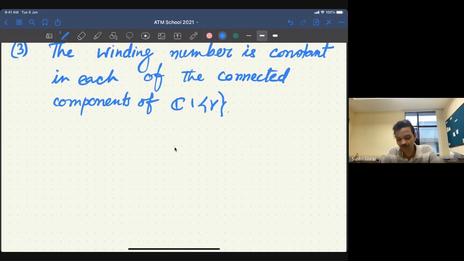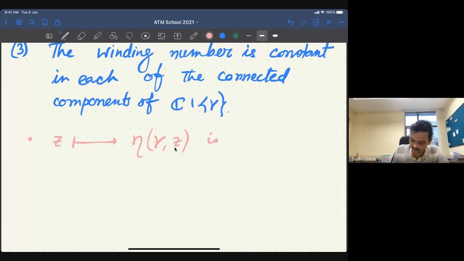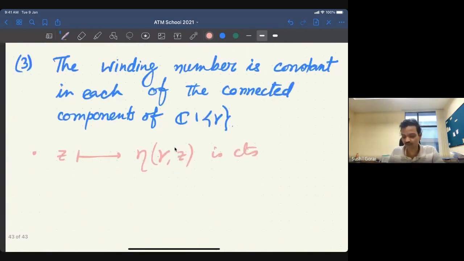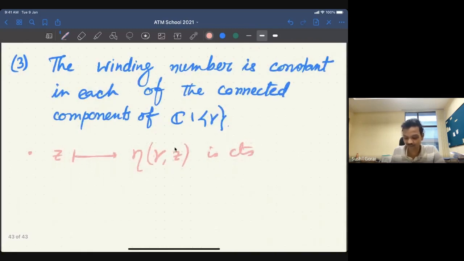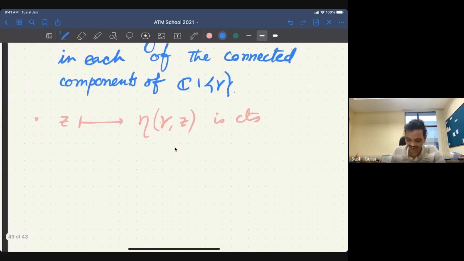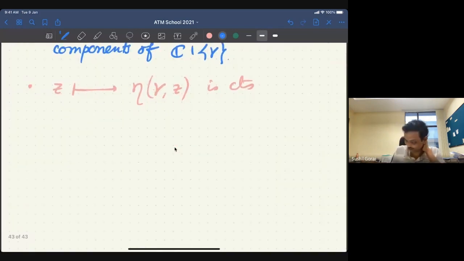One is to prove that z goes to eta of gamma comma z is continuous. And then, of course, in a connected component this is an integer, so it should be constant. The second way looks a little bit more interesting to me, so let me sketch briefly what the second way is.